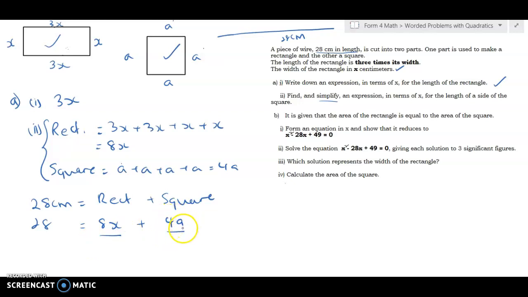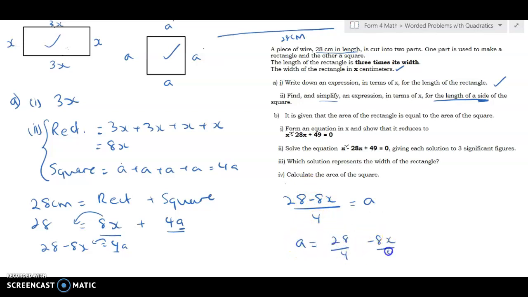Now if I want to find one side, because they said for the length of a side of the square, I need to solve for a. So what I'm going to do is I'm going to send over everything on this side. And lastly, I'm going to send over the 4. So I'll just come over here. 28 minus 8x all over 4 is equal to a. Now this could be simplified. This simply means a is 28 over 4 minus 8x over 4, which is the same as 7 minus 2x. So this, everybody, is the length of one side of the square.